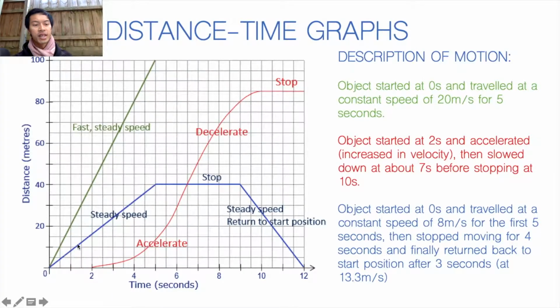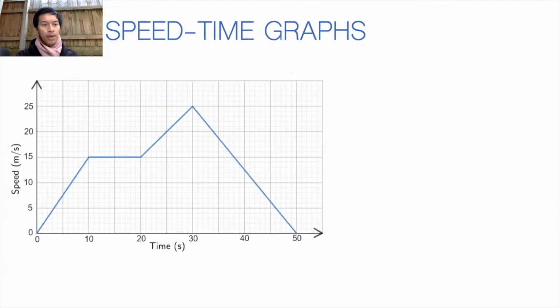You've got an increase at a steady speed, the object stops and doesn't move at all, and then you've got a steady speed returning back to the start position. So you would say that the object started at 0 seconds, traveled at a constant speed of about 8 meters per second for the first 5 seconds, stops for about 4 seconds, and then it returns back to its original position after 3 seconds at about 13.3 meters per second. Okay. All right. Speed time graphs.